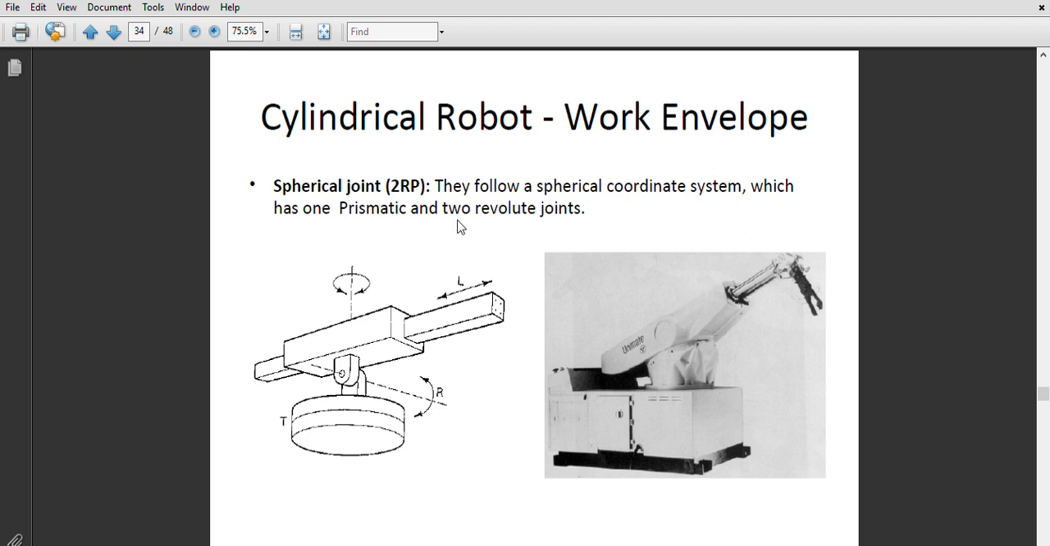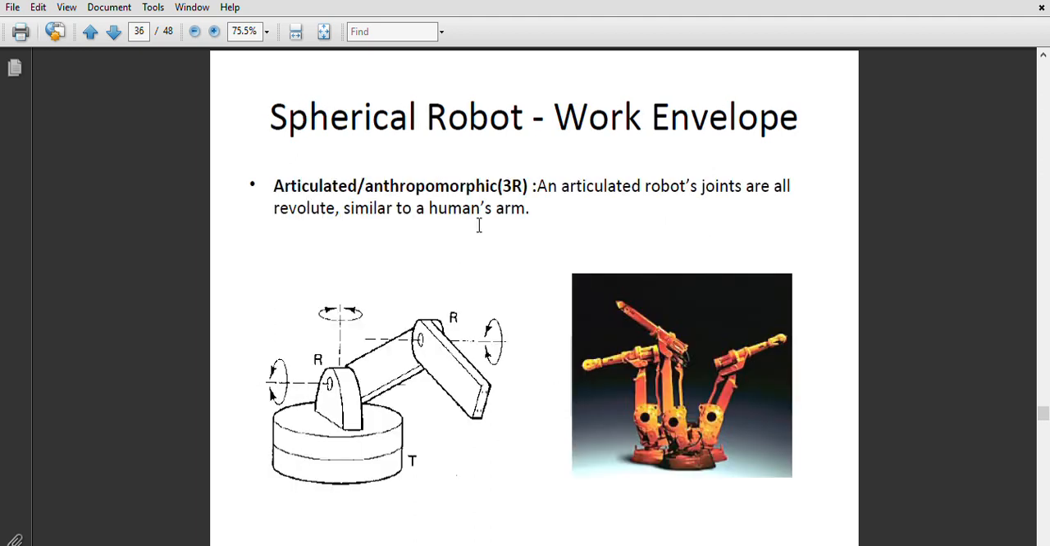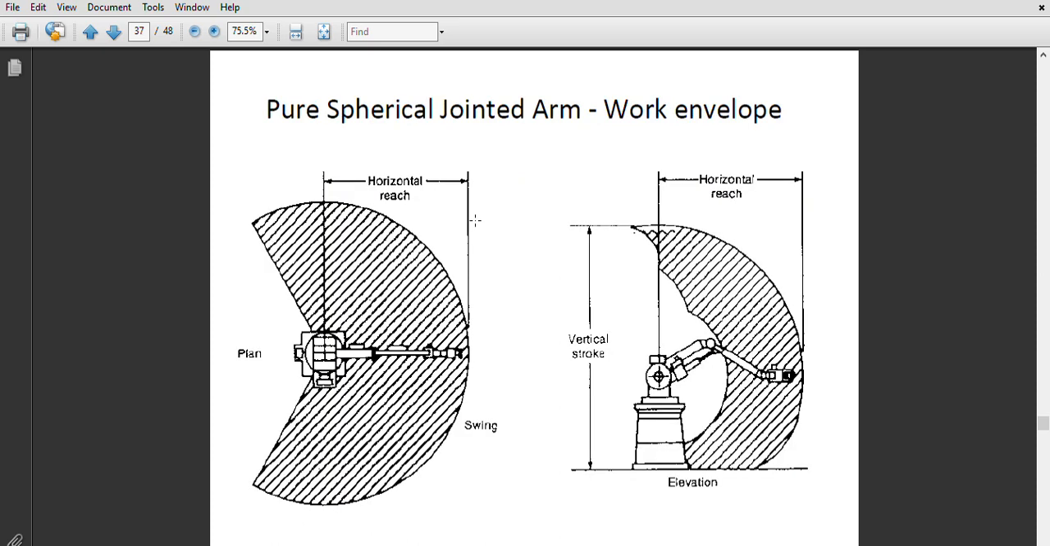Next is the spherical robot. This is the spherical robot working envelope. Then the articulated 3R robots. These are the 3R robots, with revolute joints, similar to the human arm.